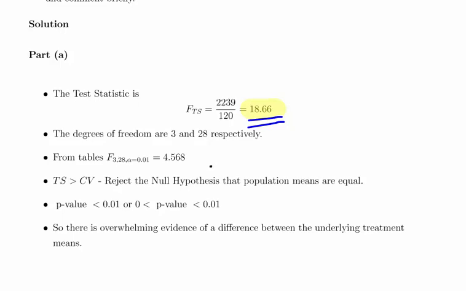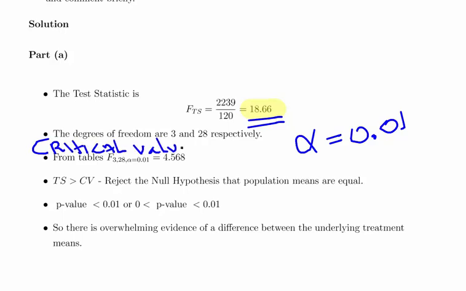If you want to use tables, the critical value for alpha equals 0.01 with degrees of freedom 3 and 28 will give us a critical value of 4.568. Now, you can immediately tell that whatever critical value or significance level you use, that's still a very high test statistic. So the test statistic is greater than the critical value. We reject the null hypothesis that the population means are equal, so the p-value is going to be really, really low. So there's overwhelming evidence of a difference between the underlying treatment means. They are a good bit different from each other.